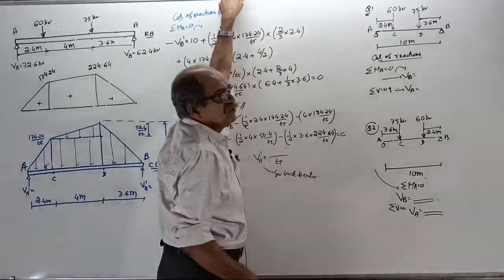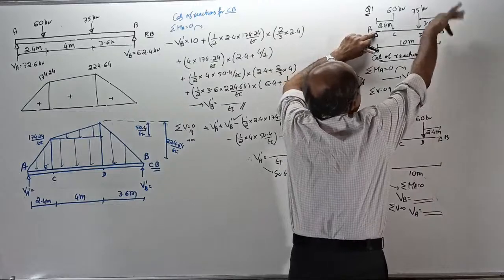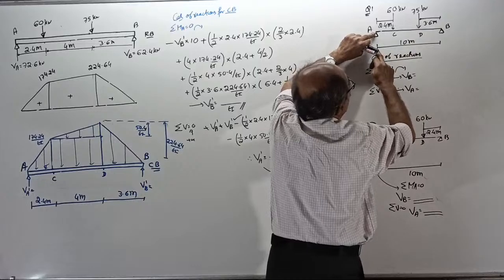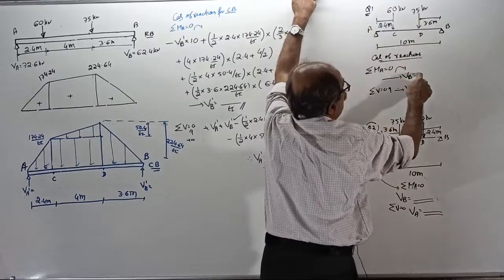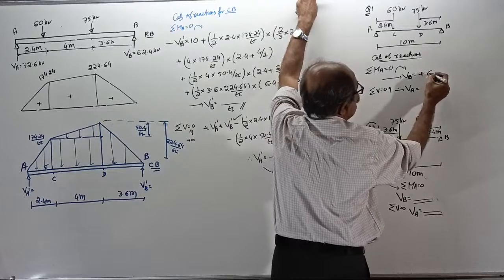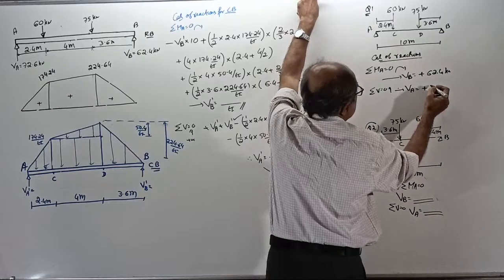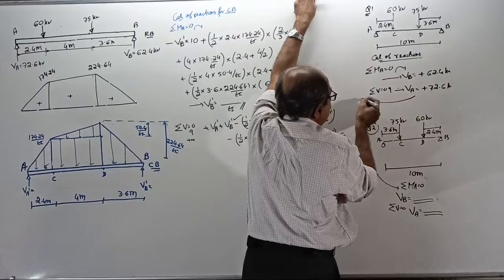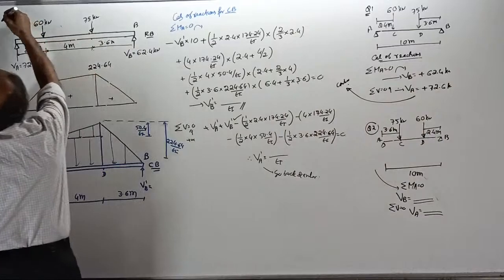First, calculation of reactions. This I will not write on the board. Take moment about A: minus VB into 10 plus 60 into 2.4, plus 75 into, from 10 subtract 3.6, that is 6.4, equal to 0. You get VB. VB will come plus 62.4. I already calculated. Sigma V equal to 0, VA will come plus 72.6. Okay, now go to the next step. See, go to the solution, continue here.